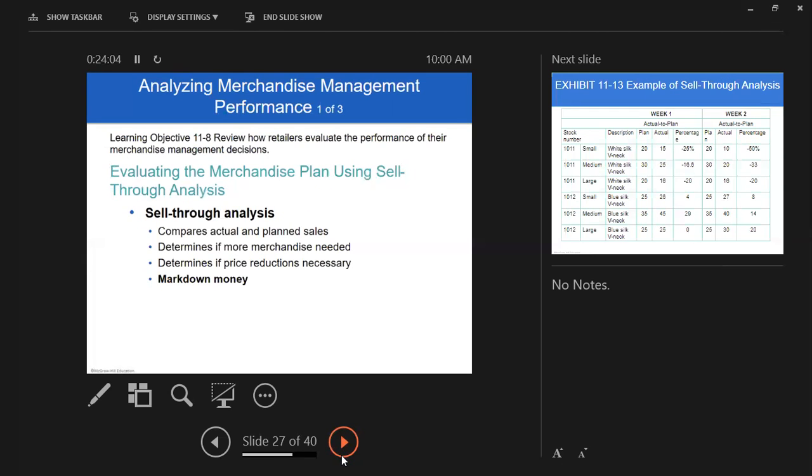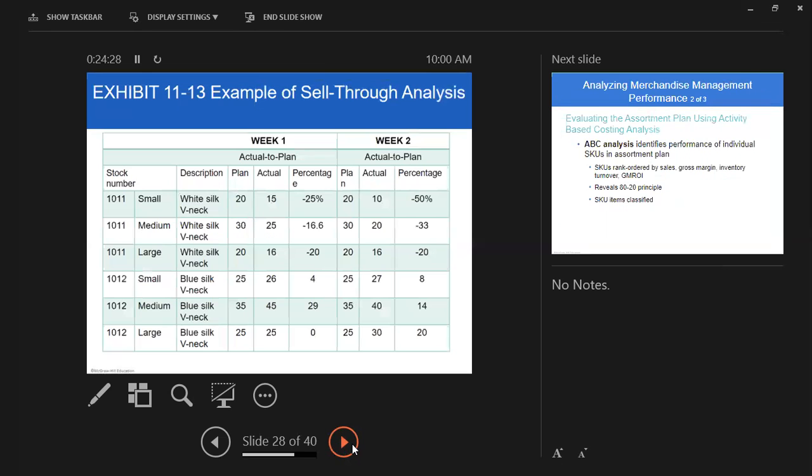And then evaluating the merchandise plan using sell-through analysis. Okay, sell-through analysis, you can compare the actual and planned sales. So this is the process whether you want to look at your planning is meeting the plan, meeting the expected demand coming from your consumer.